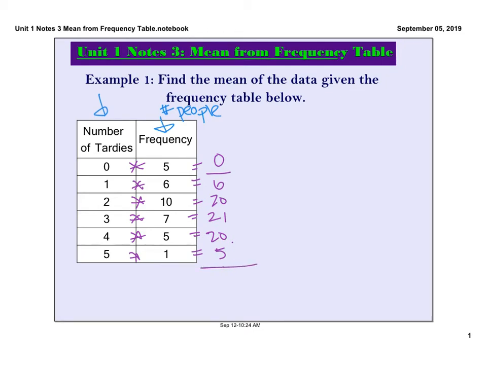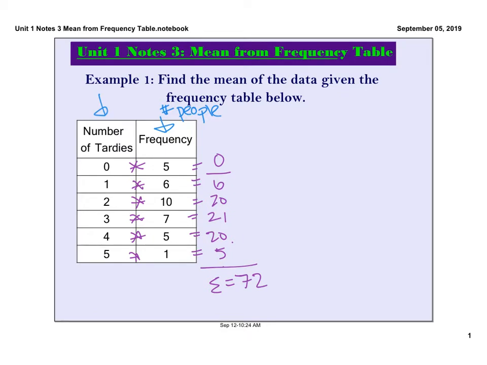Now I need to add up that column to get the total number of tardies for the whole class. So I have 0 plus 6 plus 20 plus 21 plus 20 again plus 5, and I get 72 for a sum there. So here's my sum of the data, okay? That gives me the sum for the whole table.